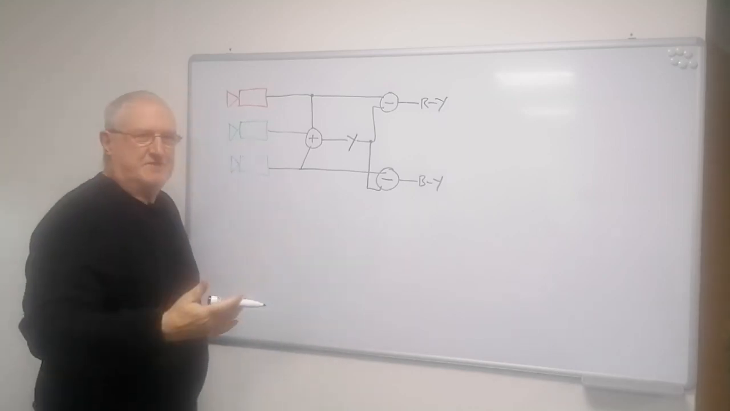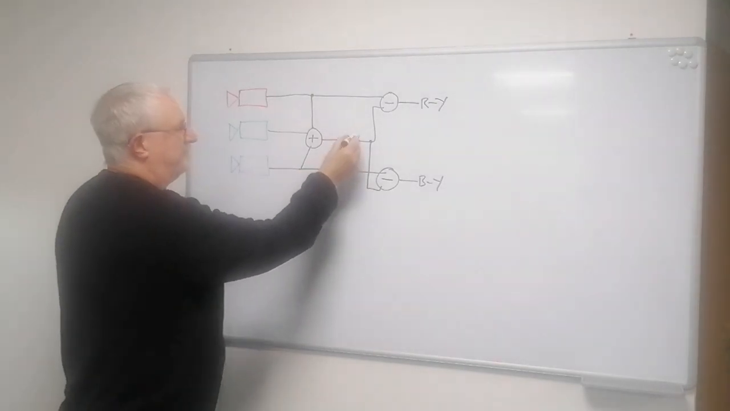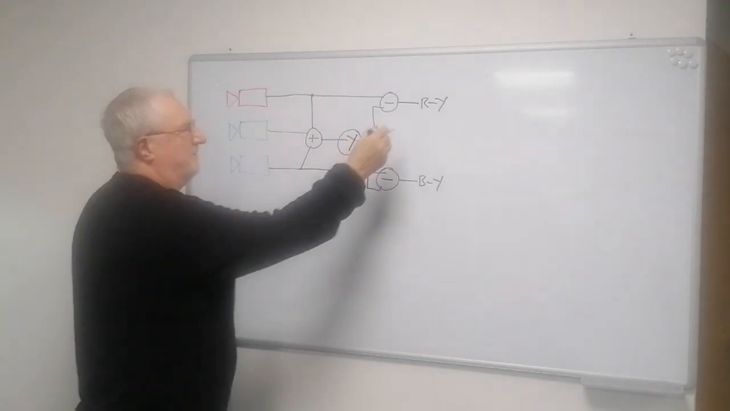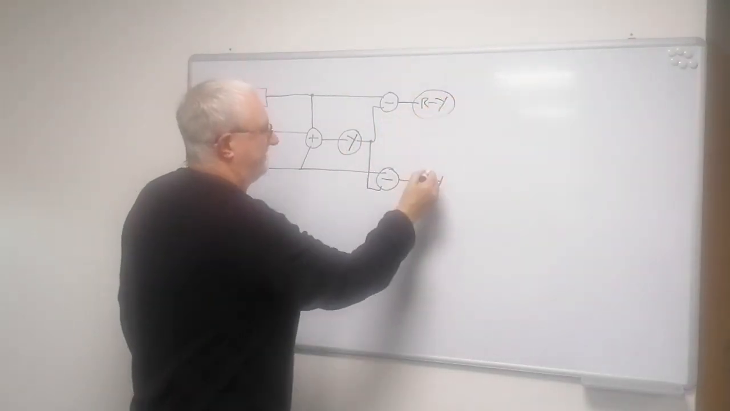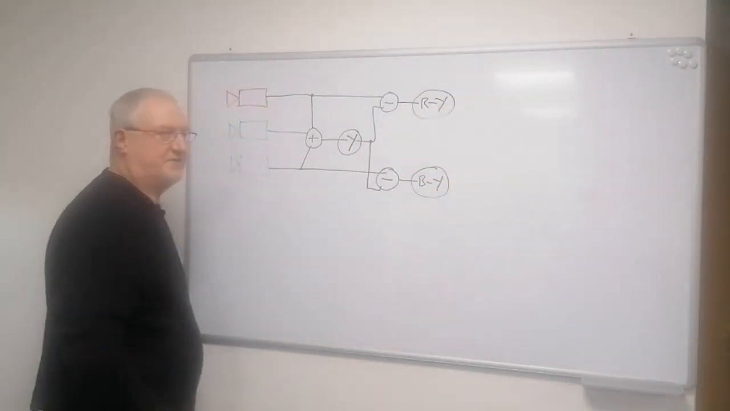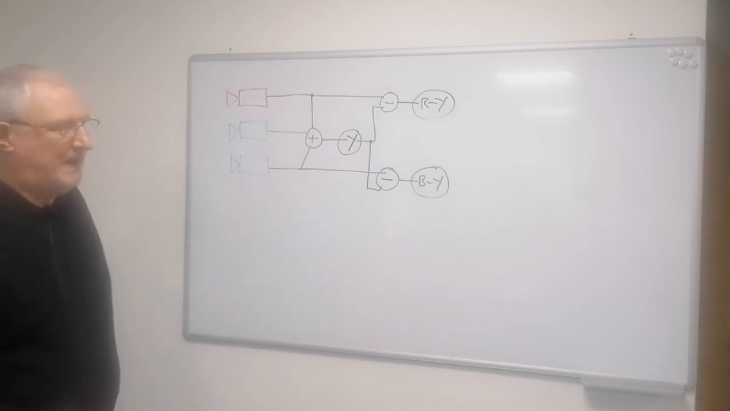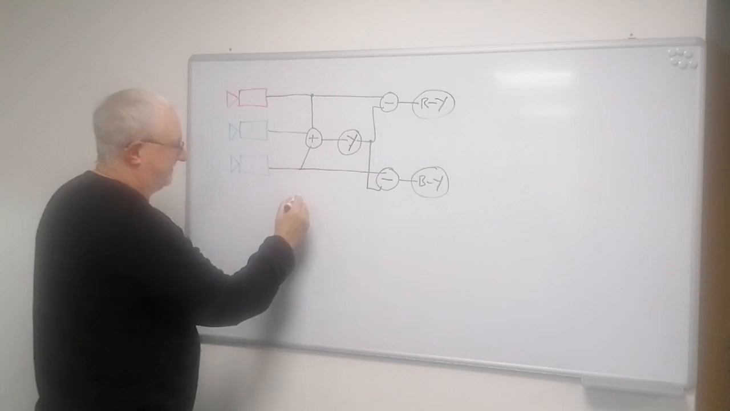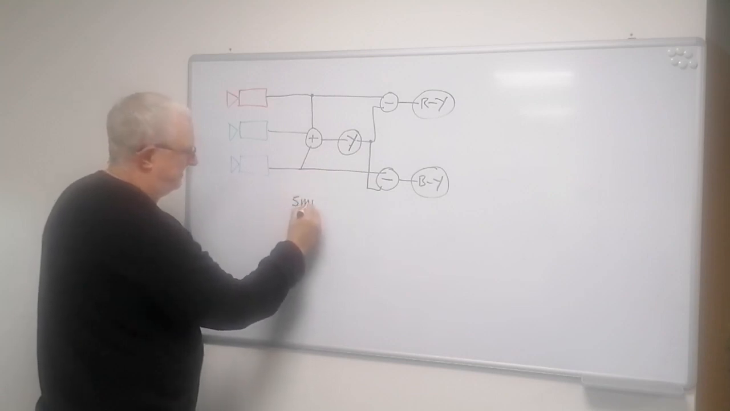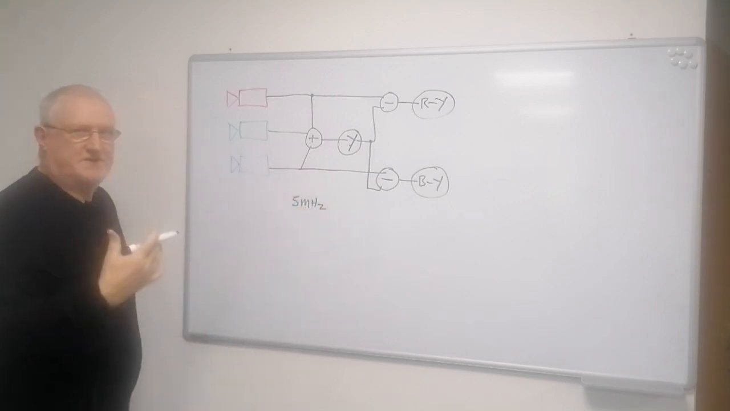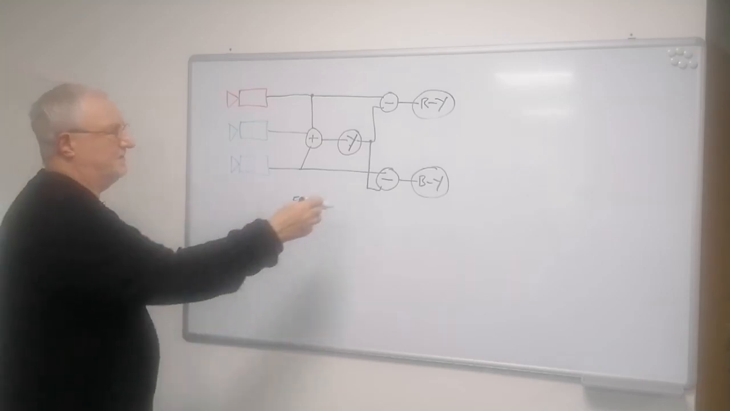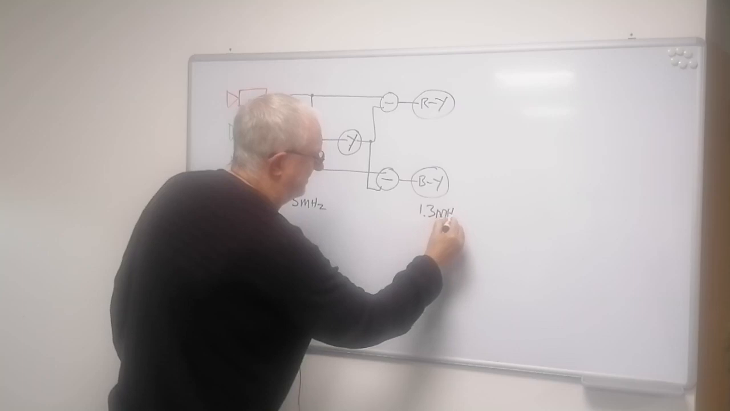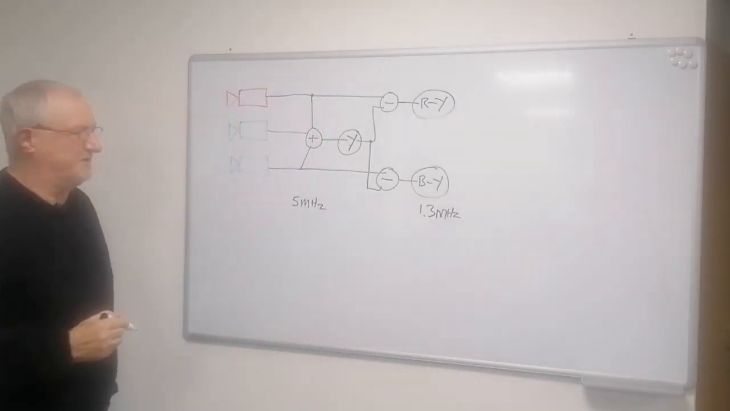In electronics terms, it means that we need a lot of bandwidth to send this signal, but we don't need so much bandwidth to send the color signals. And you may be aware that this signal is about 5 megahertz in bandwidth, whereas these signals are only about 1.3 megahertz.